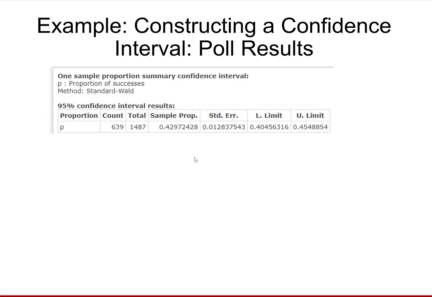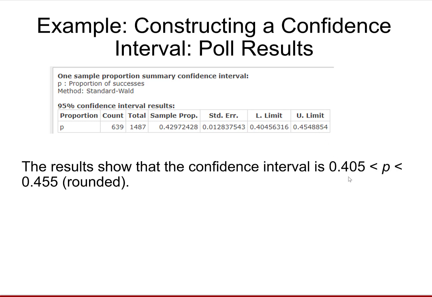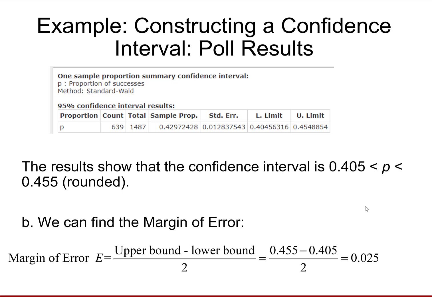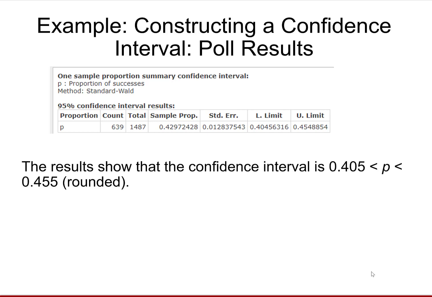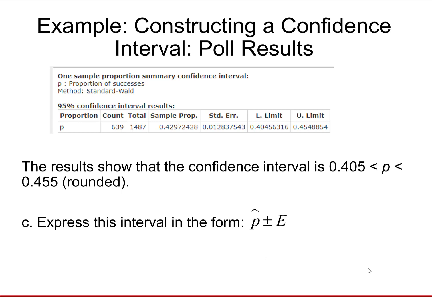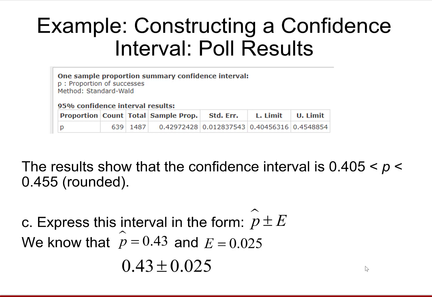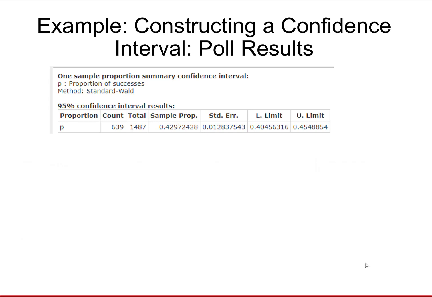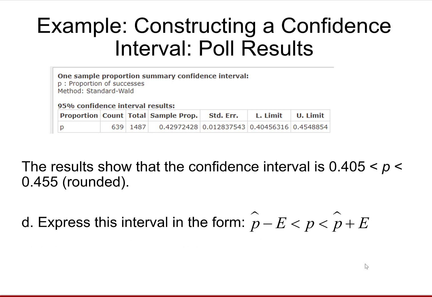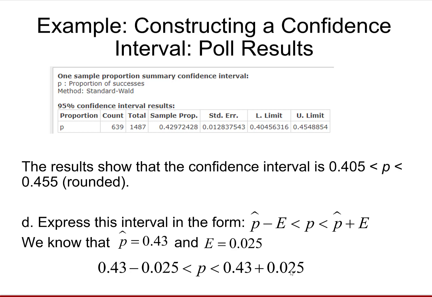And there's my output. There's my sample proportion, or point estimate. There's the lower limit of my confidence interval, and there's the upper limit. So my interval goes from 40.5 to 45.5. The margin of error, remember the formula, upper bound minus lower bound divided by 2, is 0.025. Write this in the form of p-hat plus or minus e. We know that p-hat was 0.43 and e, the margin of error, was 0.025, so we can write it this way. Another way we can express it is: p-hat minus e less than p less than p-hat plus e. Again, I know p-hat and I know e, and I can write it in this form.